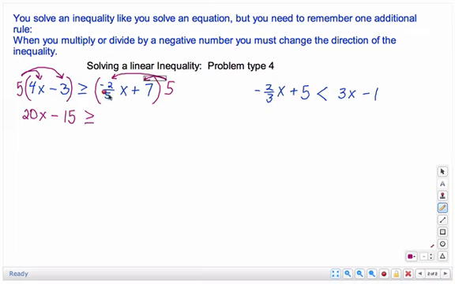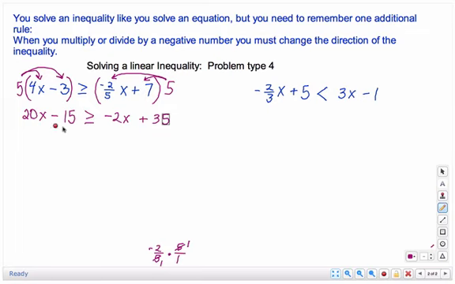Now remember, you have a negative 2/5 times 5, or 5 over 1. So when you're multiplying these together, you can simplify these 5s. Both of these can be divided by 5, so that gives you 1 and 1, and you get a negative 2 over 1, which is a negative 2. So this becomes a negative 2x. And then 5 times 7 is 35. So now you have this inequality.